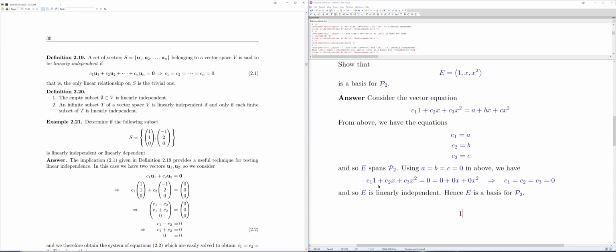Okay, so I have my vector equation over here, and by equality of polynomials, the only way this equality would hold is if C1 is 0, C2 is 0, and C3 is 0, right? So the C's must all be equal to 0. So that tells me that these 1, x, and x squared are linearly independent, right?